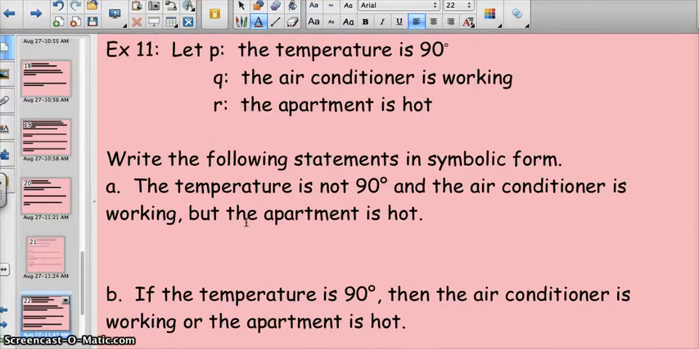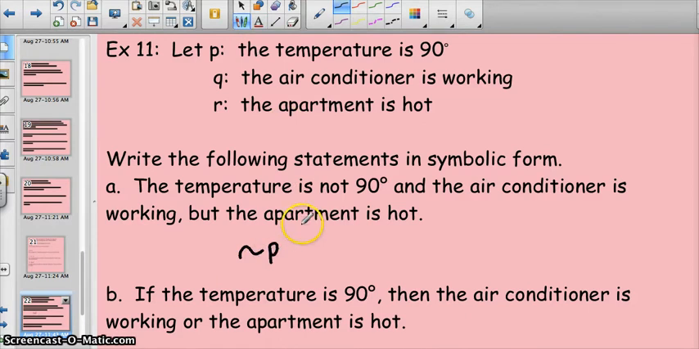We're going to start with the temperature is not 90 degrees. Well, P is the temperature is 90 degrees. So the temperature is not 90 degrees is symbolized by negation of P. Continuing on from this point in time, as we continue on, we've got and. And is a conjunction, which is utilized with the wedge symbol. The air conditioner is working. Q is the air conditioner is working.